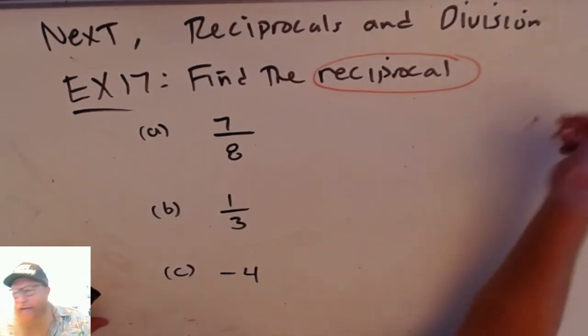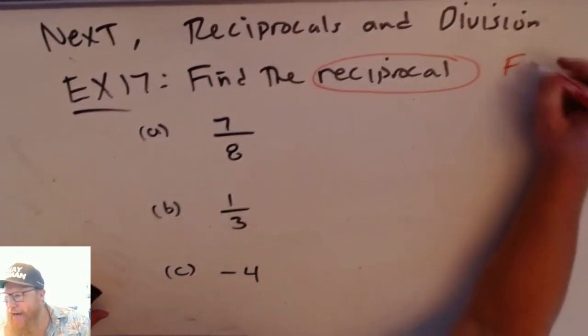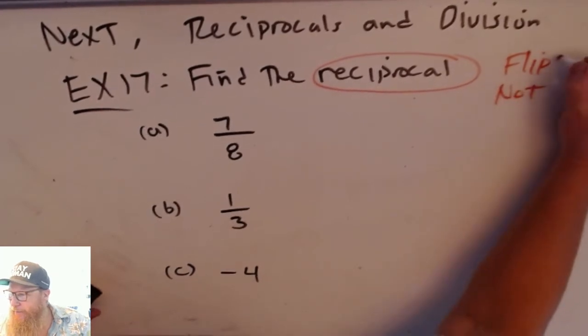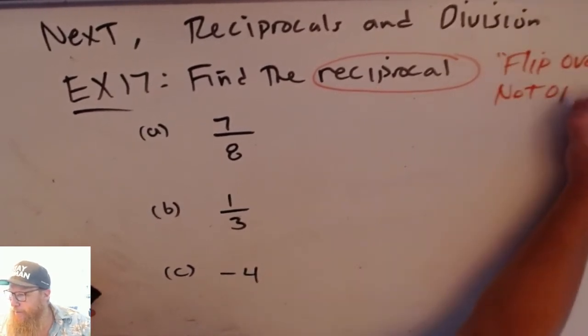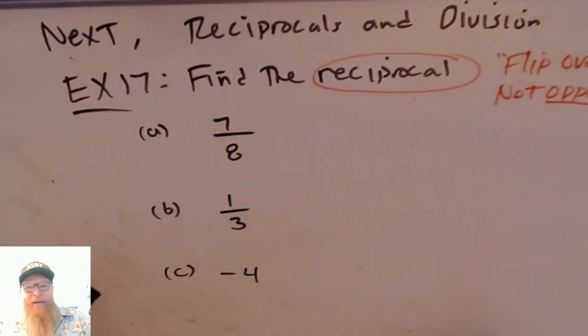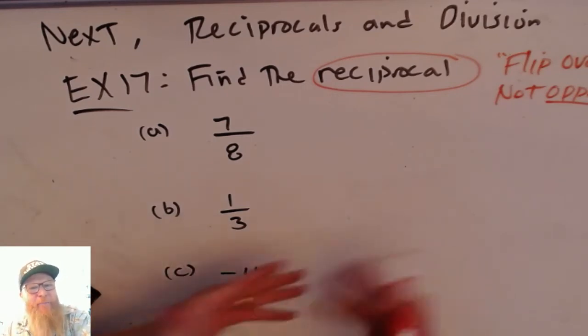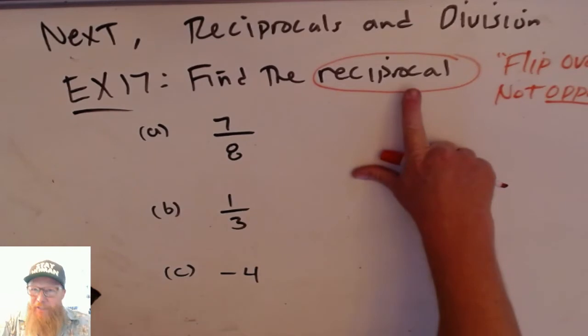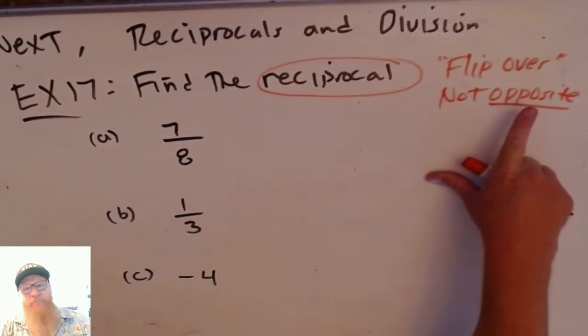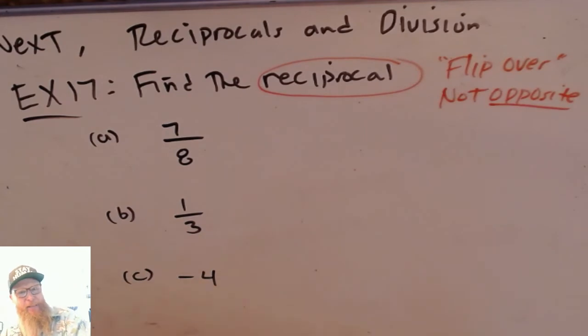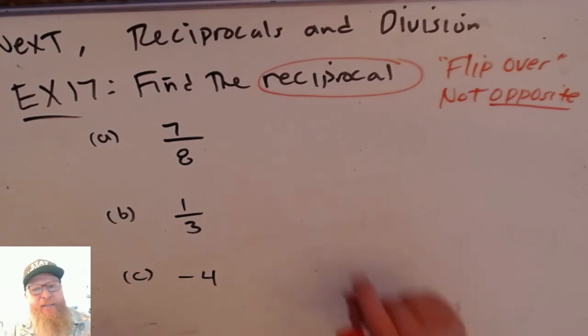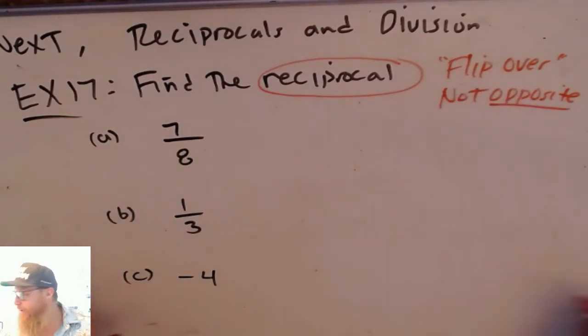Reciprocal means flip. Does not mean opposite. And I get students that have gone through many, many years of math. They get up into calculus and they still say the wrong word. And it becomes totally self-defeating if you can do the math, but you can't say the word properly. Reciprocal does not mean opposite. But there is a thing called the opposite. The opposite means to change the sign, right? So a positive becomes a negative becomes a positive. But reciprocal means flip over.